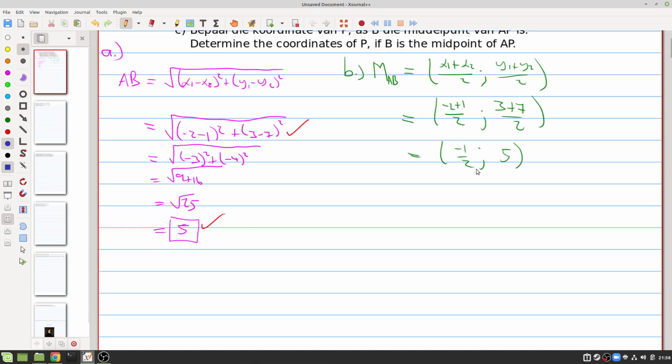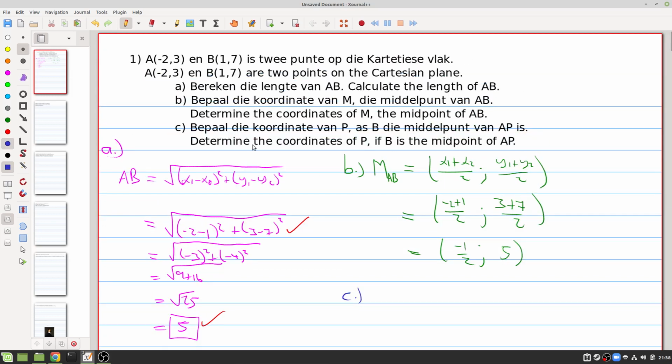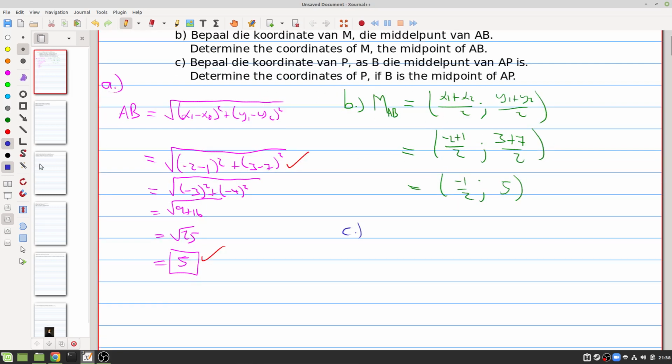Okay, en doen ons sommer C, kan ons sommer net hier doen. Bepaal die koördinate van P as B die middelpunt van AP is. Okay, so hier sal julle onthou, hierdie is dieselfde tipe oefening as ons in, ek dink dis oefening 3C of 2C. Die middelpunt oefening vraag C het ons baie sulke vrae gehad. So basies kom ons sê ons het so iets. En hulle sê vir ons B is die middelpunt van AP.